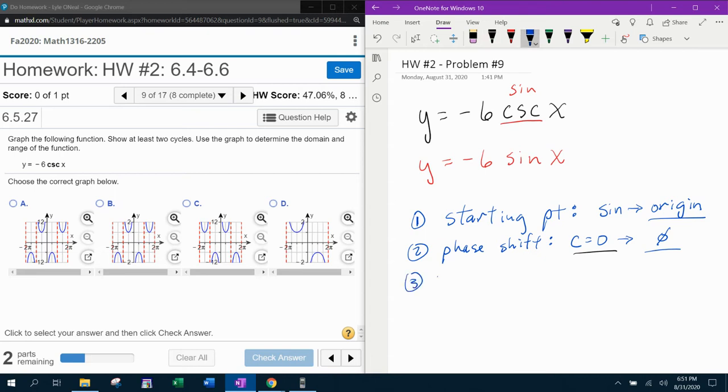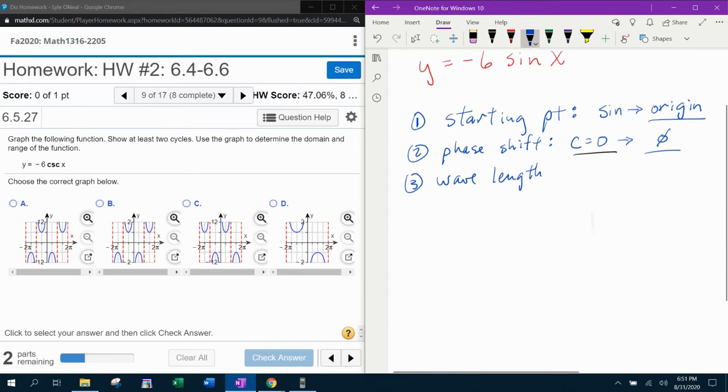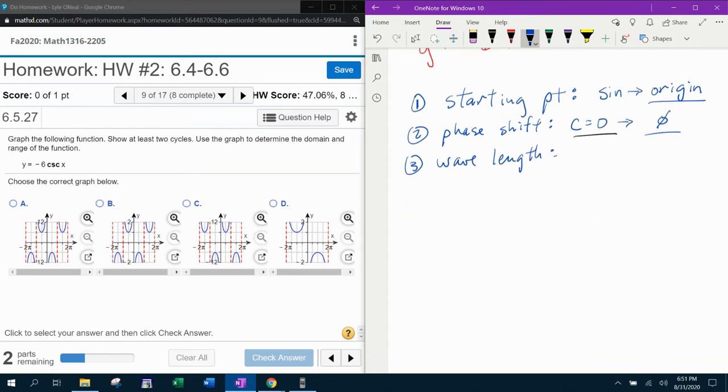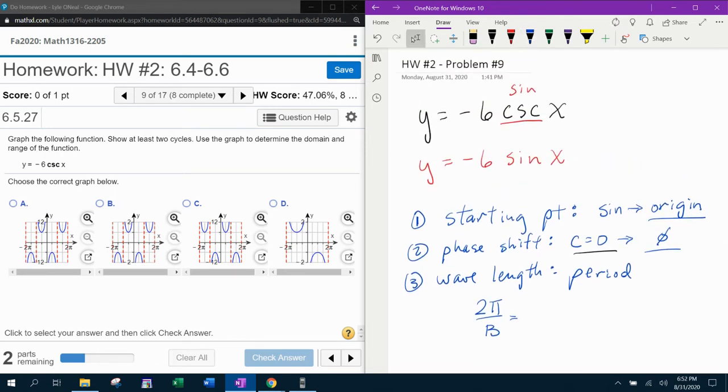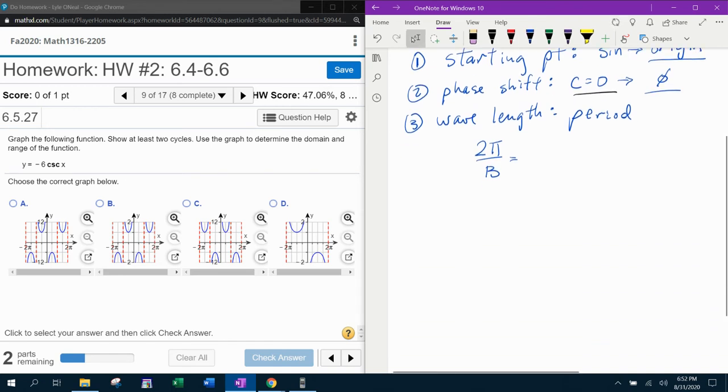Step number 3, wavelength. And the wavelength is the period. For a sine or a cosine, the period formula is 2 pi over b, where b is the coefficient of x. And we can see that our coefficient of x is 1. So then the period would be 2 pi over 1, or 2 pi. And that's going to give us our wavelength.